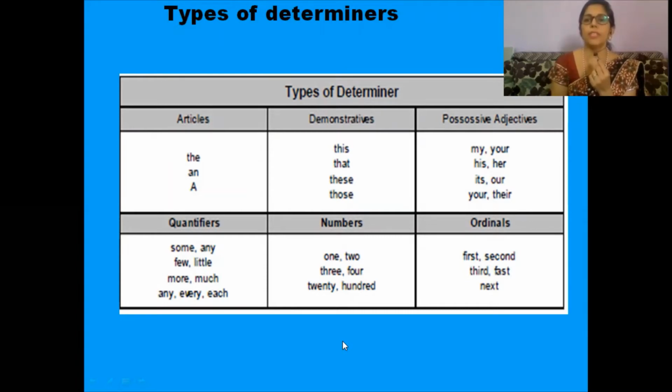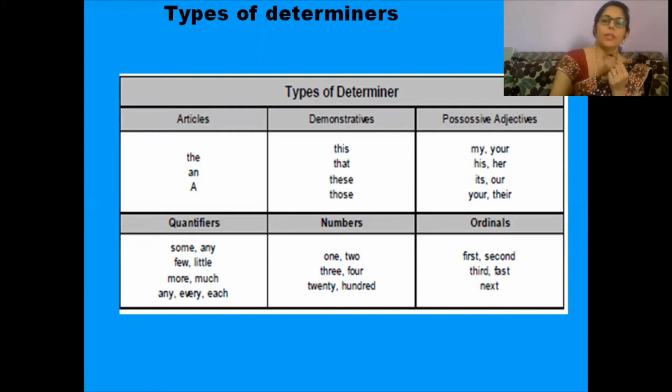And after that, possessive adjectives, my, your, his, her, its, our, your, their. And in quantifiers, they tell us about the quantity, some, any, few, little, much, more, any, every, and each. And if we talk about numbers, then 1, 2, 3, 4, 20, 100, like this. And if we talk about ordinals, then first, second, third, last, next, these are all known as ordinals.